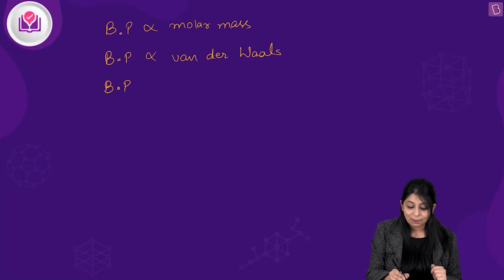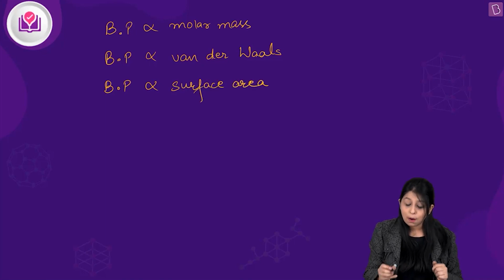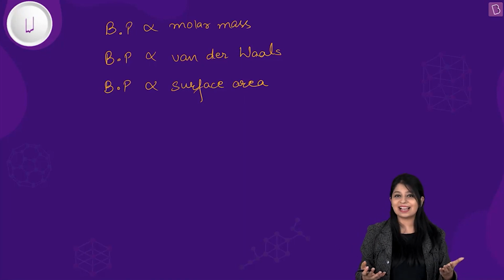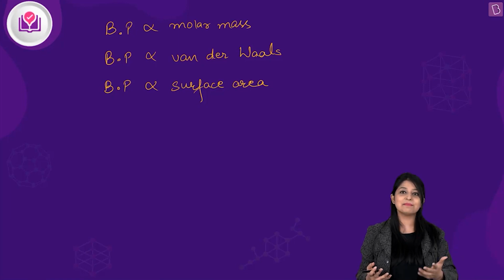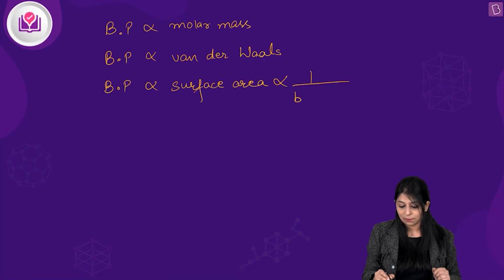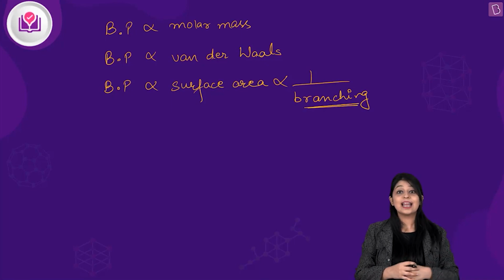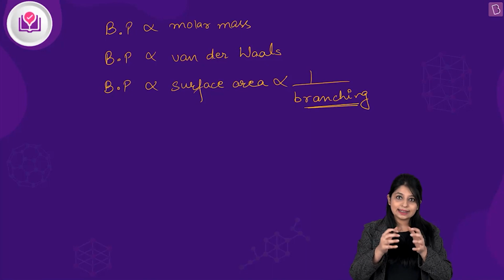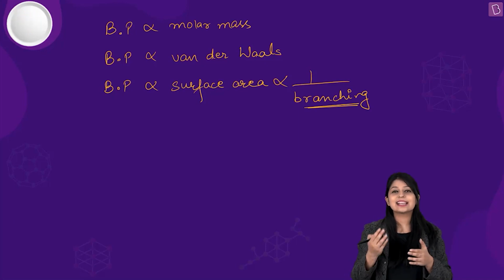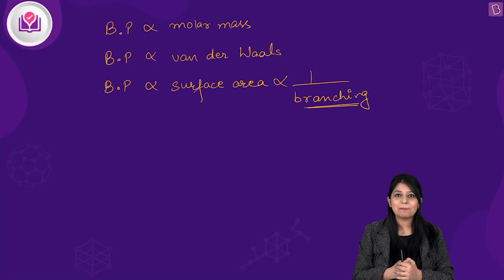What else? Well, boiling point is directly proportional to the surface area. So more the surface area, more would be the interactions. Exactly the same logic: more interactions and more energy required to break them. What about branching? Well, boiling point is inversely proportional to branching. If a molecule is branched, then it has a compact structure, which makes the van der Waals interactions much less. And this results in a decrease in the boiling point.